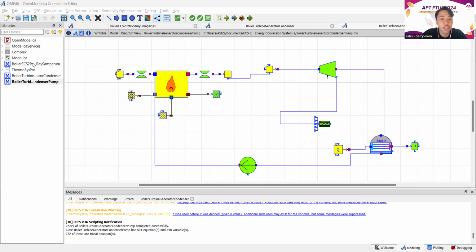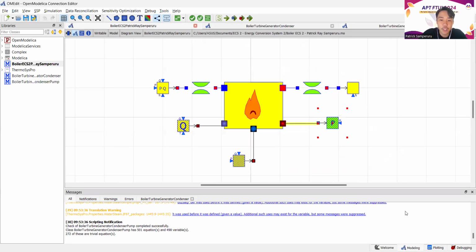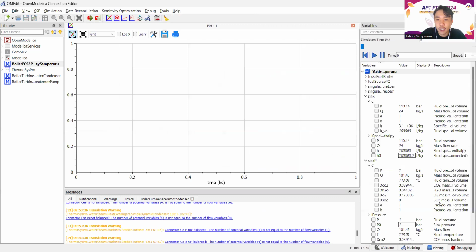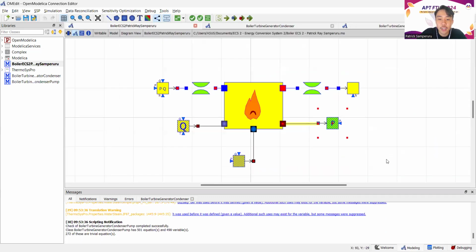But so here, yes, that is my boiler project with the plotted outputs as follows. And yeah, that wraps up basically my project.